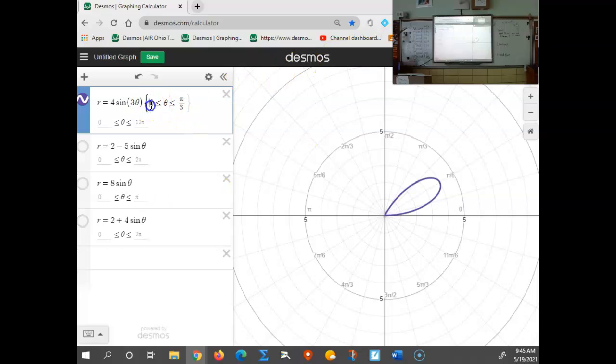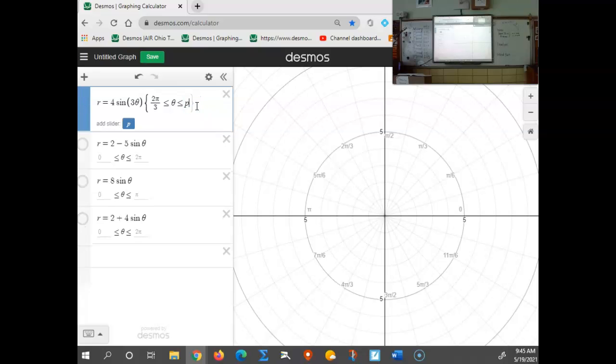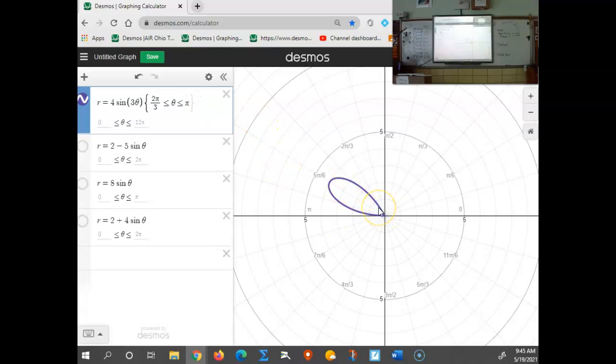I could go from, let's watch this, pi divided by 3 to 2 pi divided by 3, and I get a different petal. Or I could go from 2 pi over 3 to pi, and I get this petal. So every time I go a pi over 3 range, 0 to pi over 3, that's one petal. Pi over 3 to 2 pi over 3, that's a second petal. 2 pi over 3 to 3 pi over 3, which is pi, another petal. 3 pi over 3 to 4 pi over 3, another. There we go. That's what we're doing here, right?